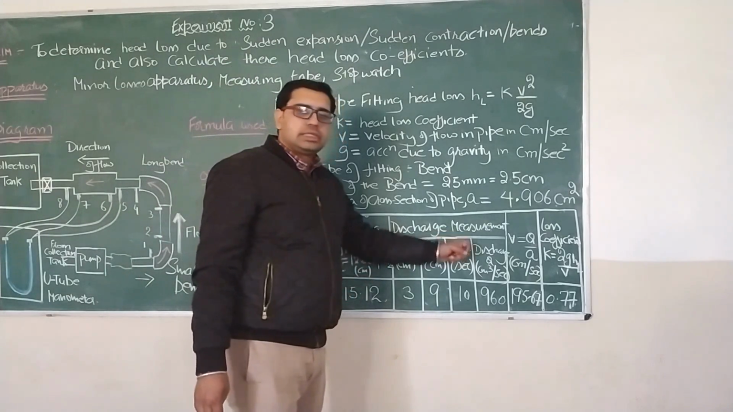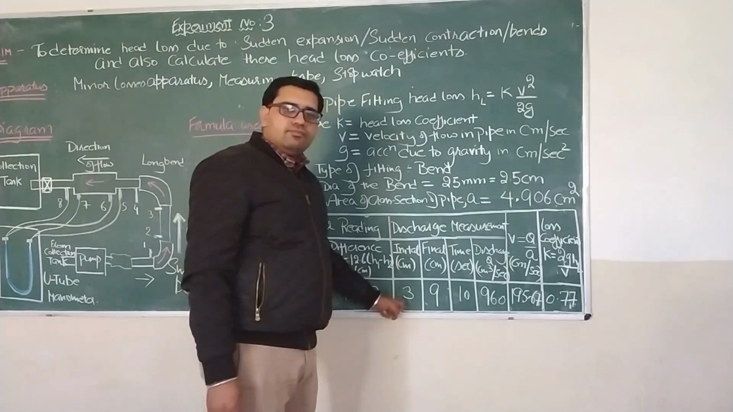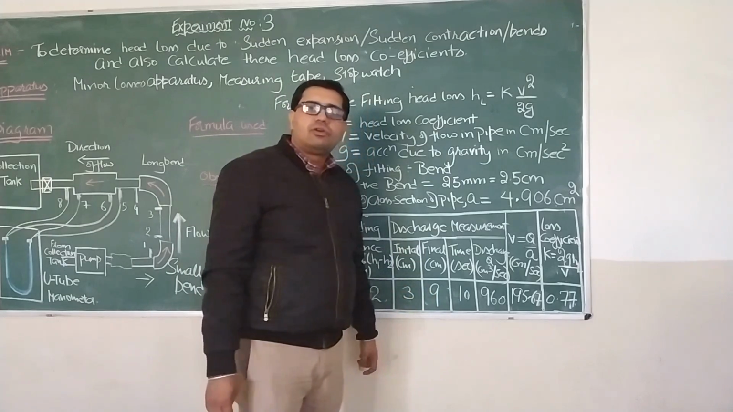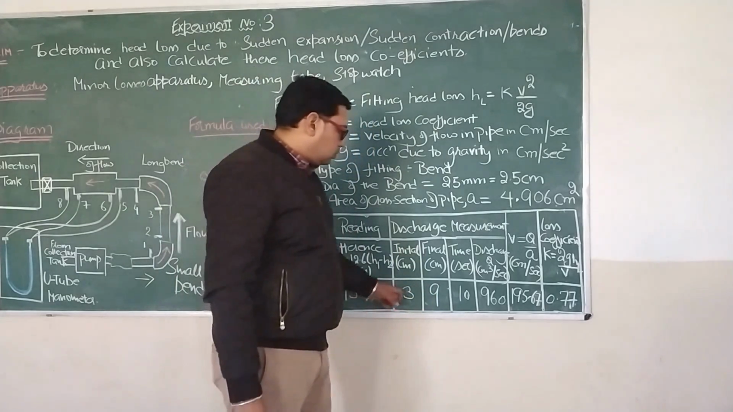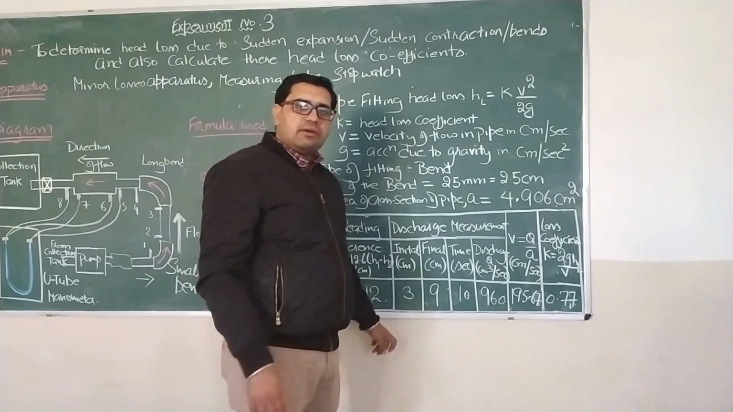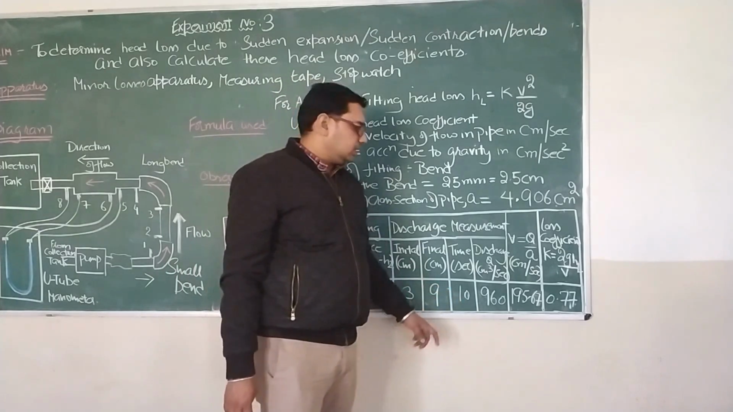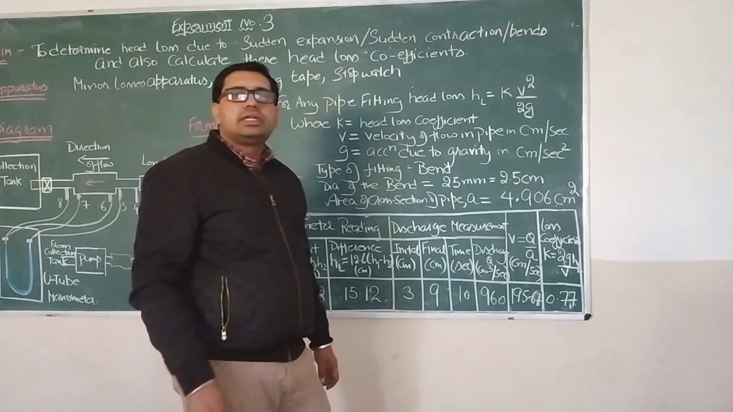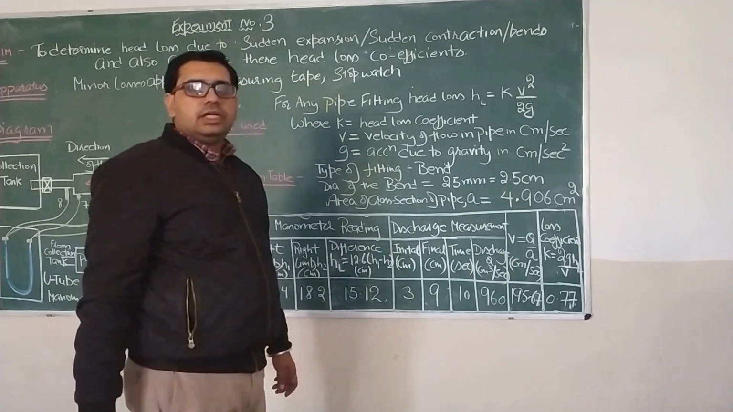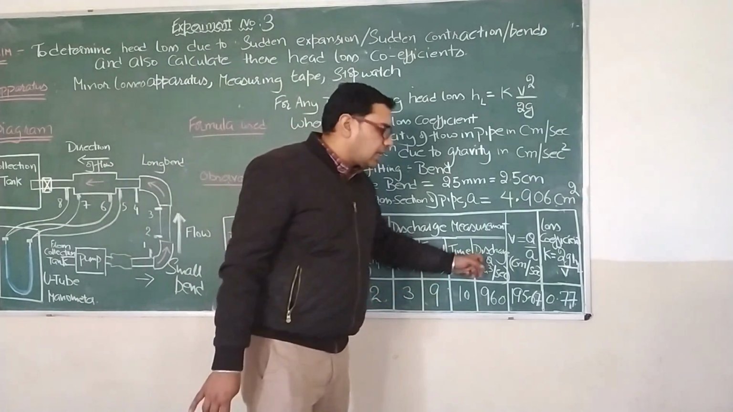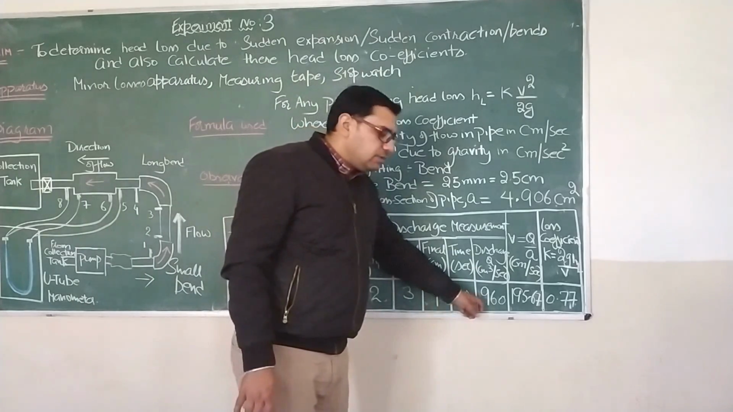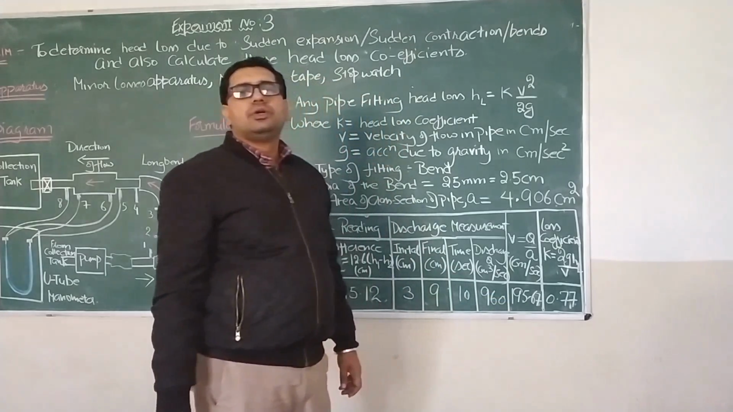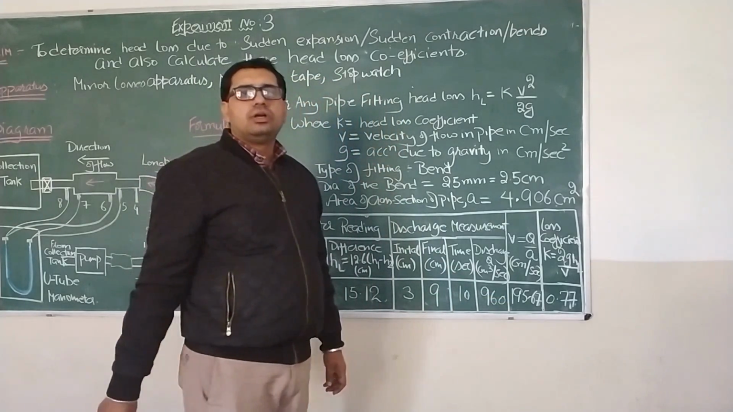So coming to the discharge measurement, the initial level of the tank was 3 centimeter. The final level of the tank was 9 centimeter. The time taken to rise the level of the liquid was 10 seconds. Since the area of the tank is 40 by 40, using all these things, you can calculate your discharge, which will come out to be 960 centimeter cube per second. So this is your flow rate.